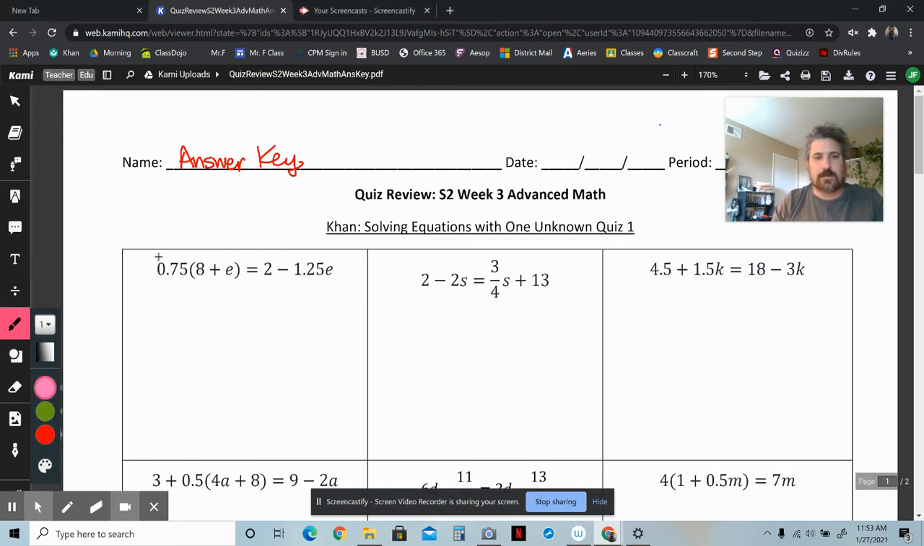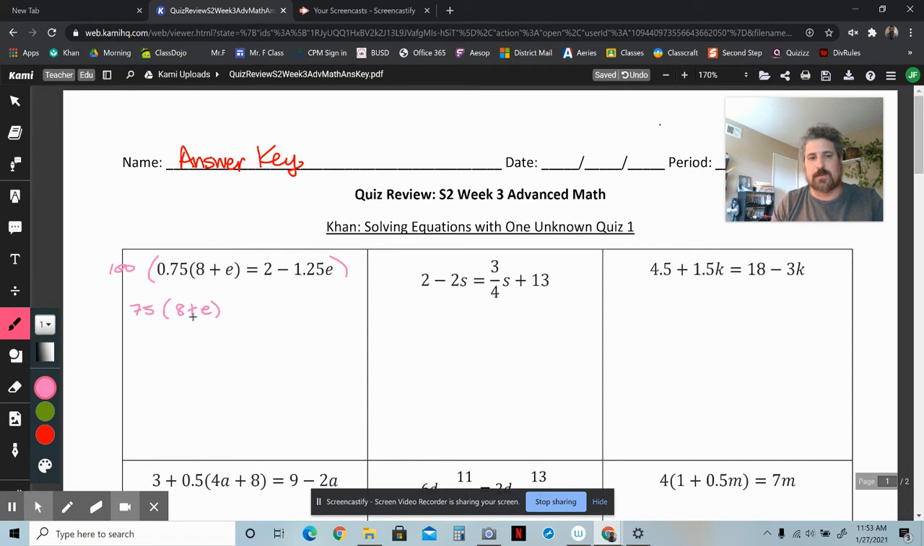So first things first, if you've got decimals and you want to get rid of them, you can multiply by something that's going to get rid of all the decimals. So I see 75 hundredths here. I see 1.25, which is 1 and 25 hundredths. If I multiply the entire equation by 100, it's going to get rid of the decimals. So what we'll see here is we get 75 times 8 plus e, because just that 75 hundredths gets multiplied. This is all one term, so that one term gets multiplied by the 100. So it's really just 100 times 0.75, then times the quantity of 8 plus e.